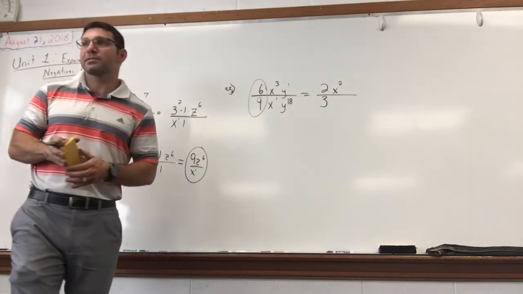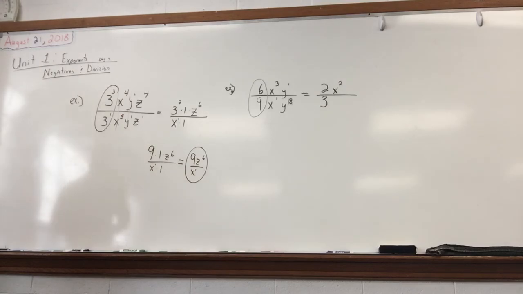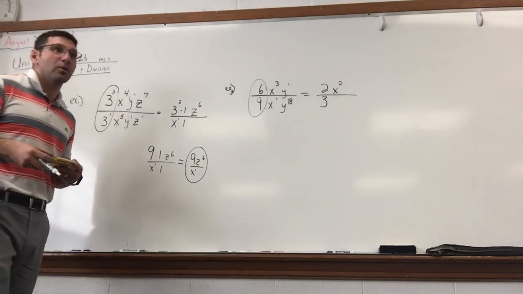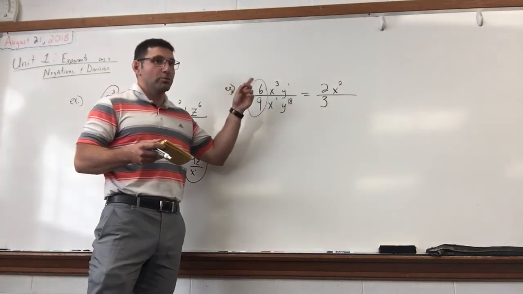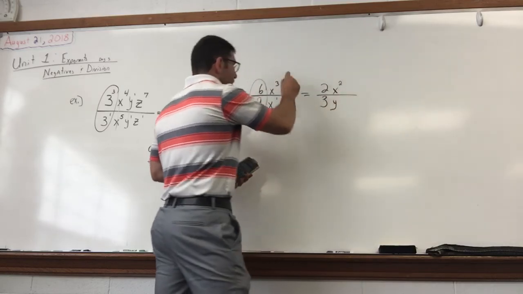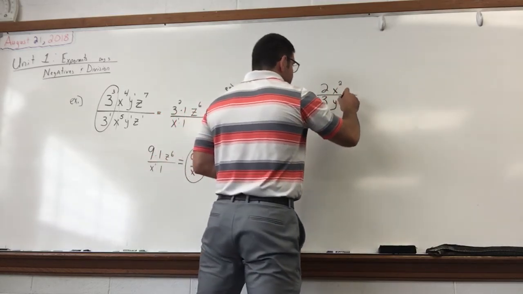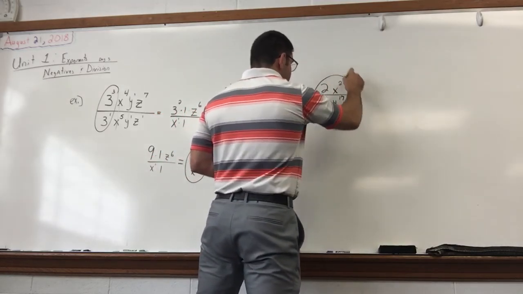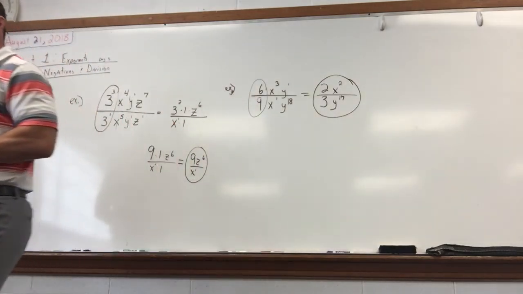Then we have the y's. Where's my bigger y at, OG? Numerator, denominator. Denominator, so I put my y. 18 minus 1 is 17. And that's it.